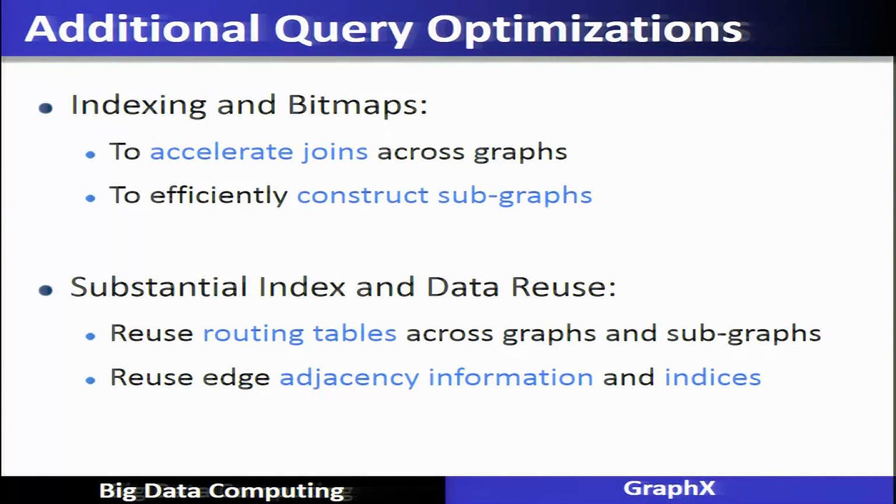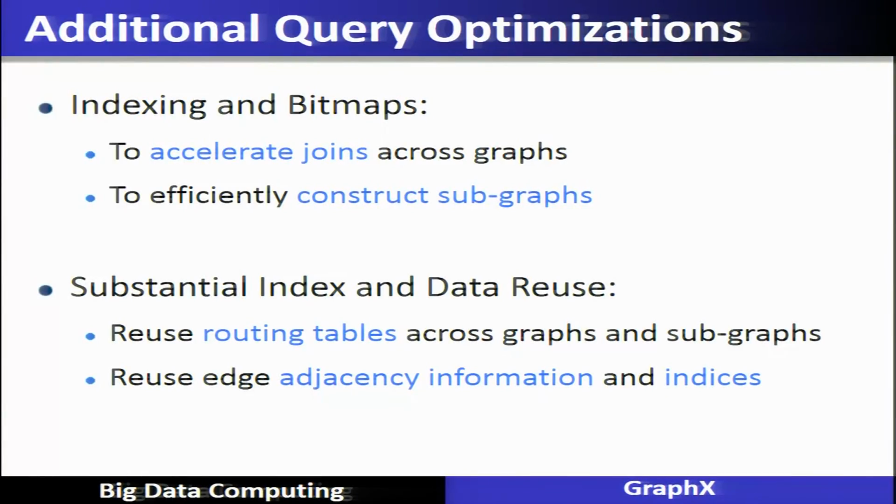Therefore, there are additional query optimizations available, such as indexing and bitmaps to accelerate joins across graphs, to efficiently construct subgraphs, and substantial index and data reuse. So, reuse routing tables across graphs and subgraphs, and reuse edge adjacency information and indices. These are all different query optimizations which are possible, so that they accelerate the joins across the graph, efficiently construct the subgraph, or, using index and data reuse, reuse the routing table across the graphs and also reuse the adjacency information and indices.